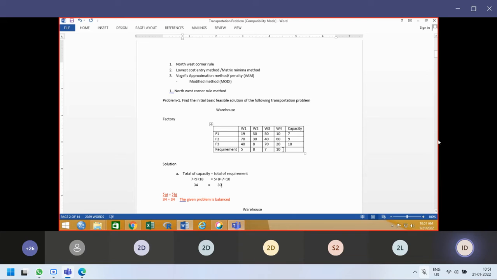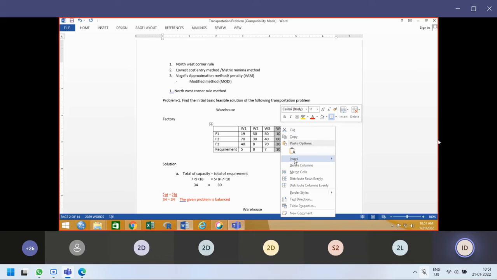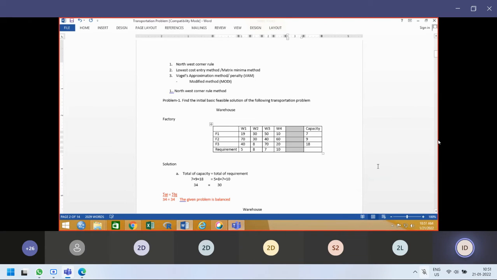If it is added in the requirement, then what should I insert, a row or a column? A dummy column should be inserted, right? So here we insert the column, and this is W5.